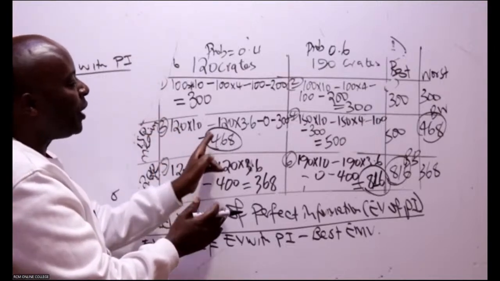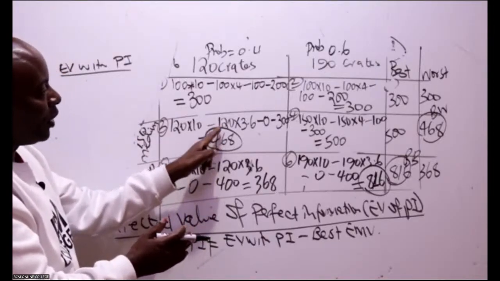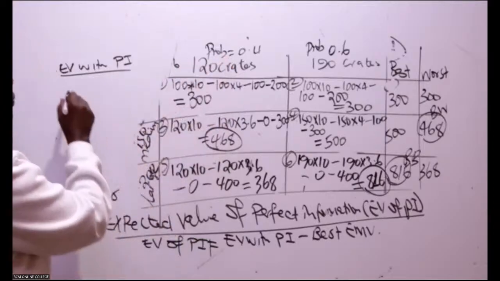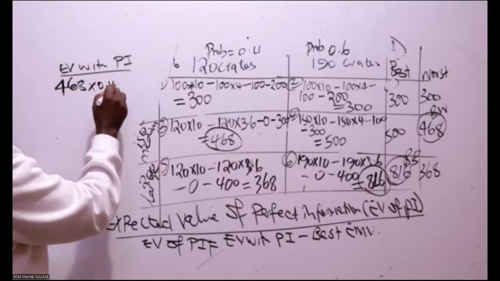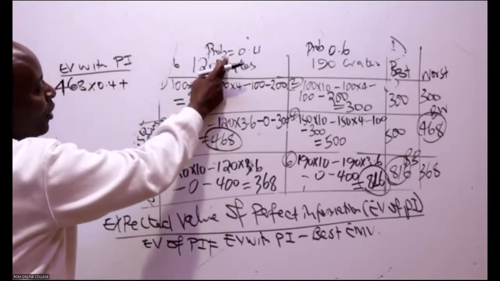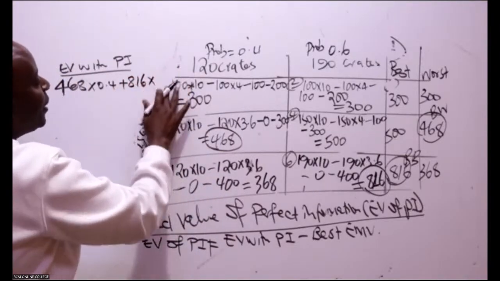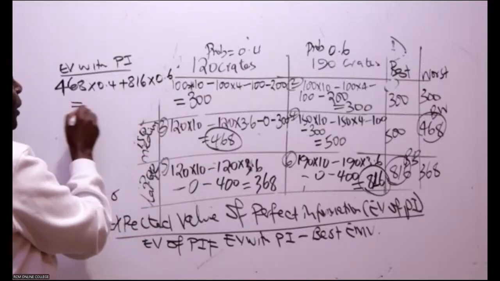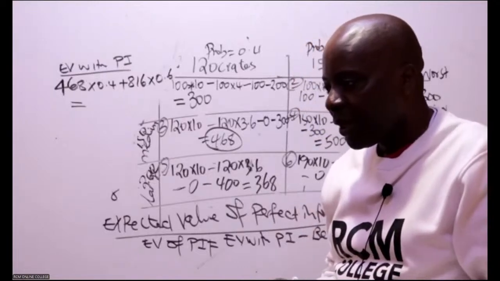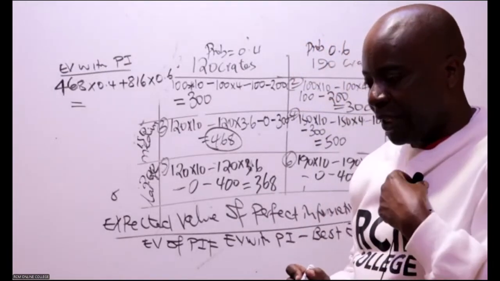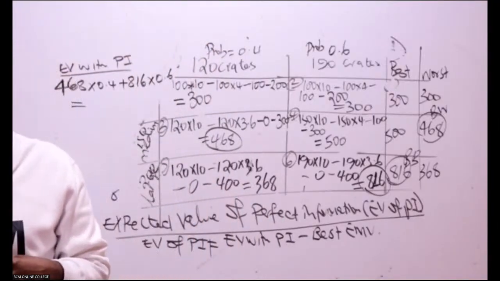Once you've selected and circled the very best, please average them. Because of the word expected, averaging means you take the figure in this column times the probability. So expected value with PI will be 468 times 0.4 plus 816 times 0.6. Is there somebody who can give me this expected value with perfect information? I'm being told it is 676.8.